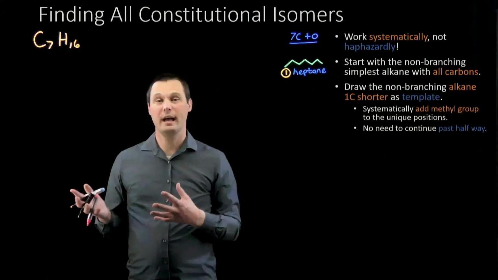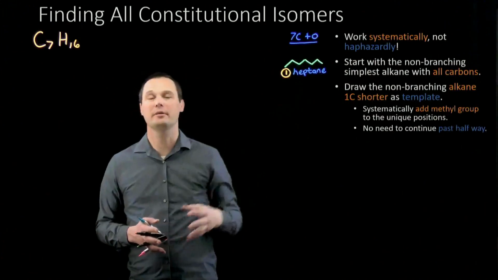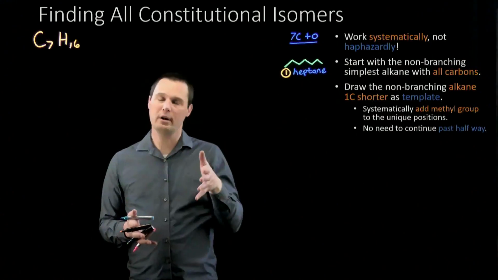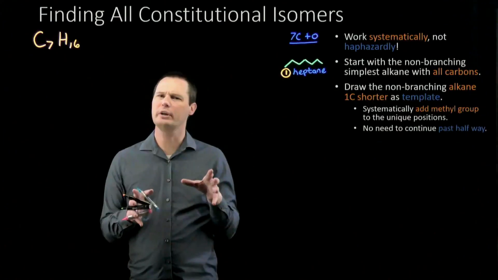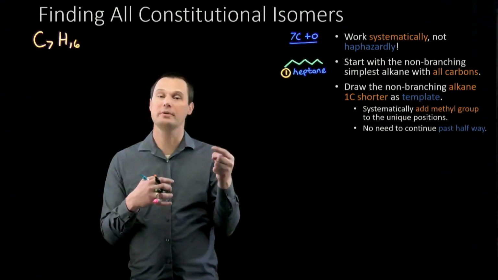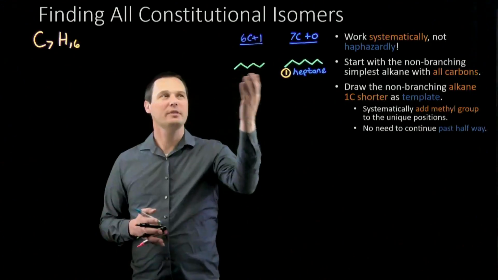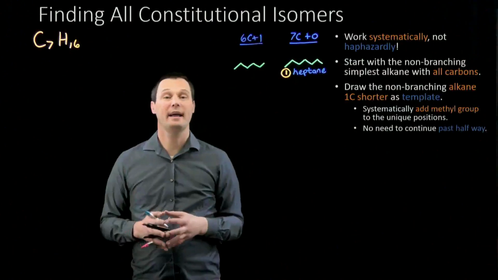Going back to our question, how many ways are there to arrange 7 carbons? We just found a way to arrange 7 carbons with nothing branching off. The next thing to do is to go 1 carbon shorter, make a 6-carbon hydrocarbon as a template. That won't be a unique structure, but we'll use that 6-carbon template to add on 1 more methyl group to make new constitutional isomers. We start with the 6-carbon hydrocarbon. This would be hexane. This is not a constitutional isomer because it does not have 7 carbons.